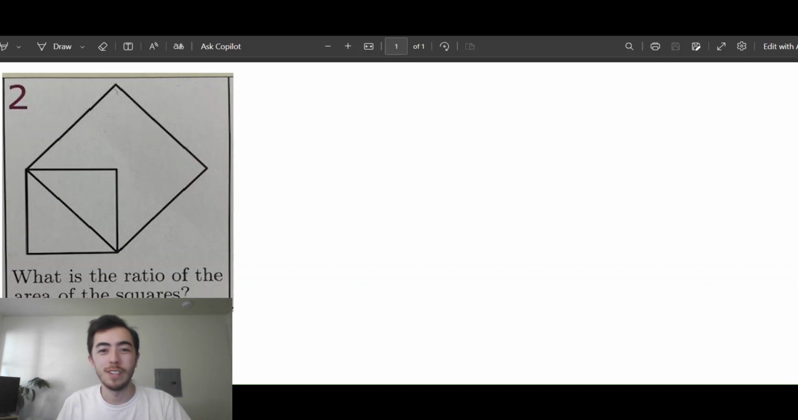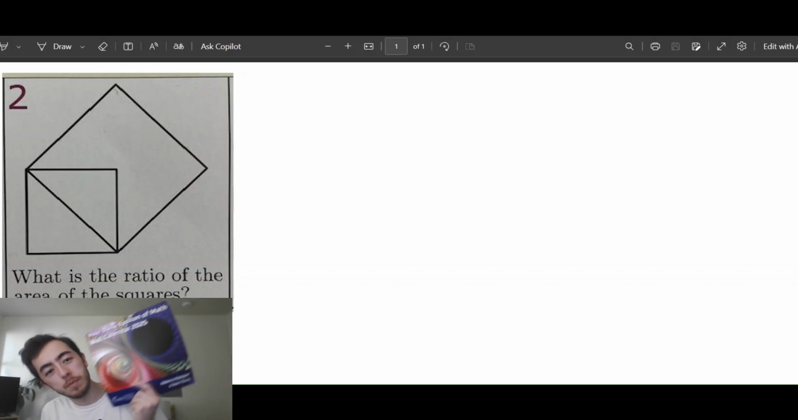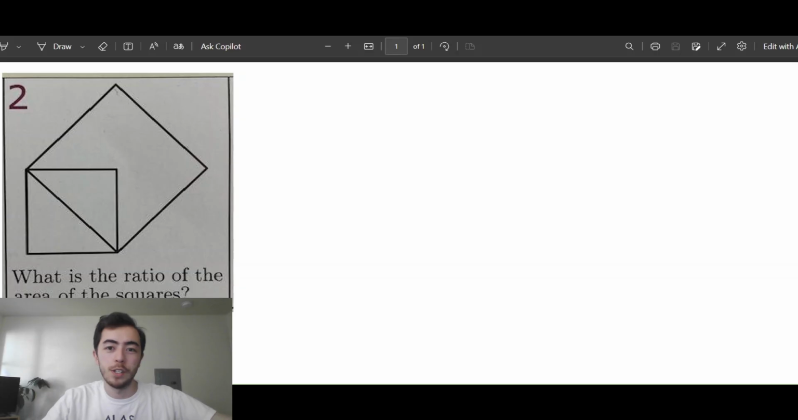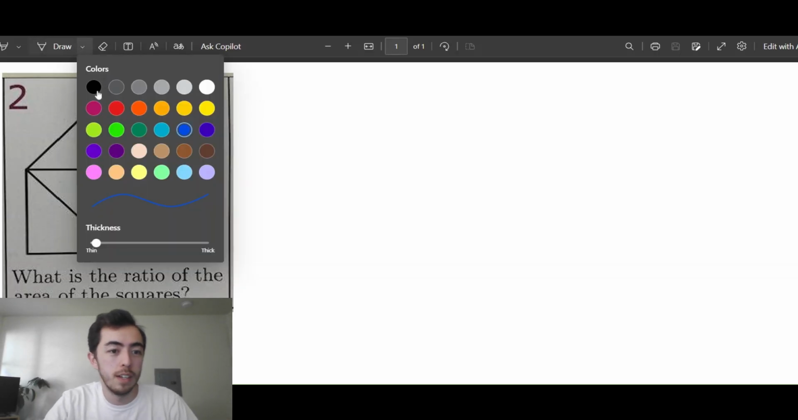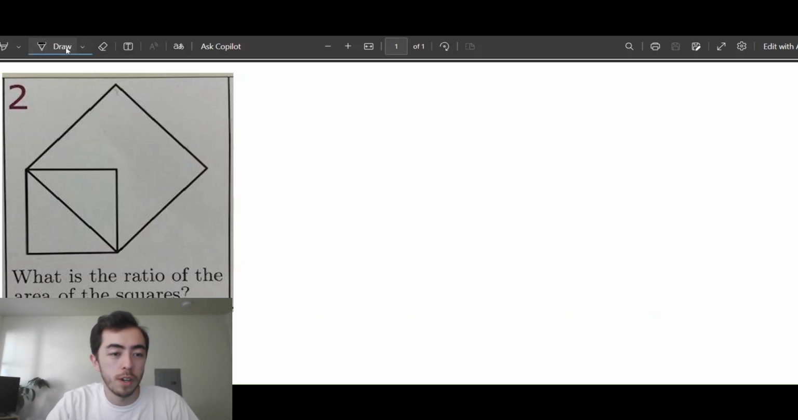Today is June 2nd, and we're solving problem number 153 from the Daily Epsilon calendar. We just got to show why the answer is 2 today. So we need to find the ratio of the area of these two squares. We can assume that these are squares because it tells us they are.